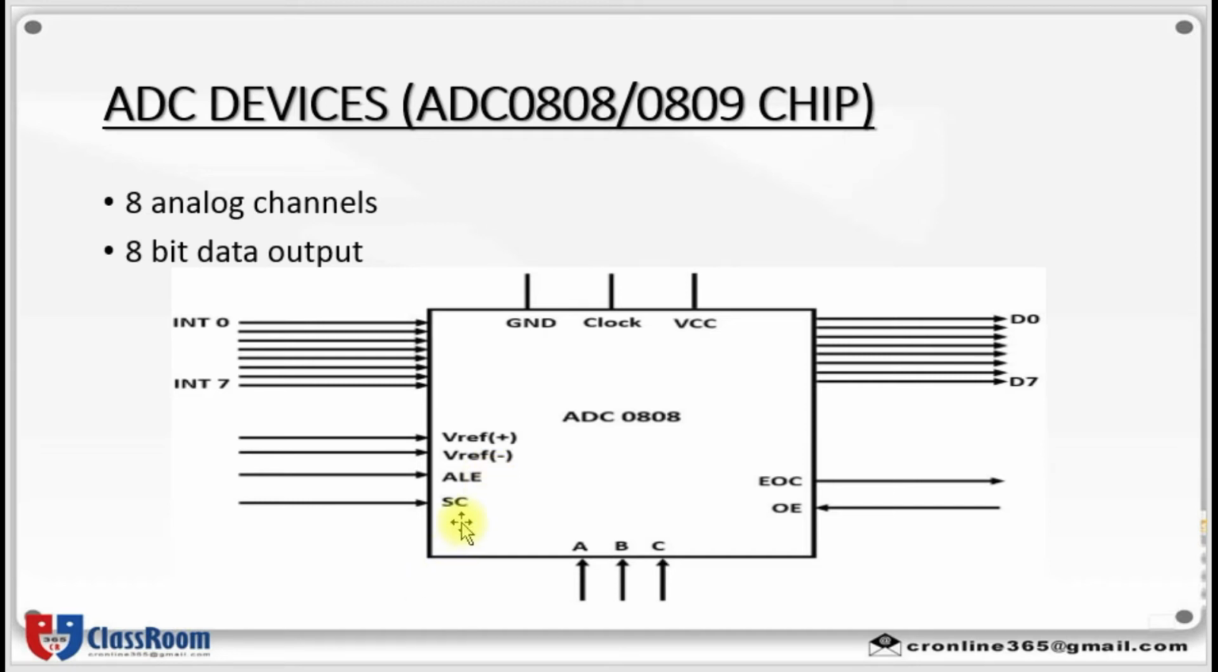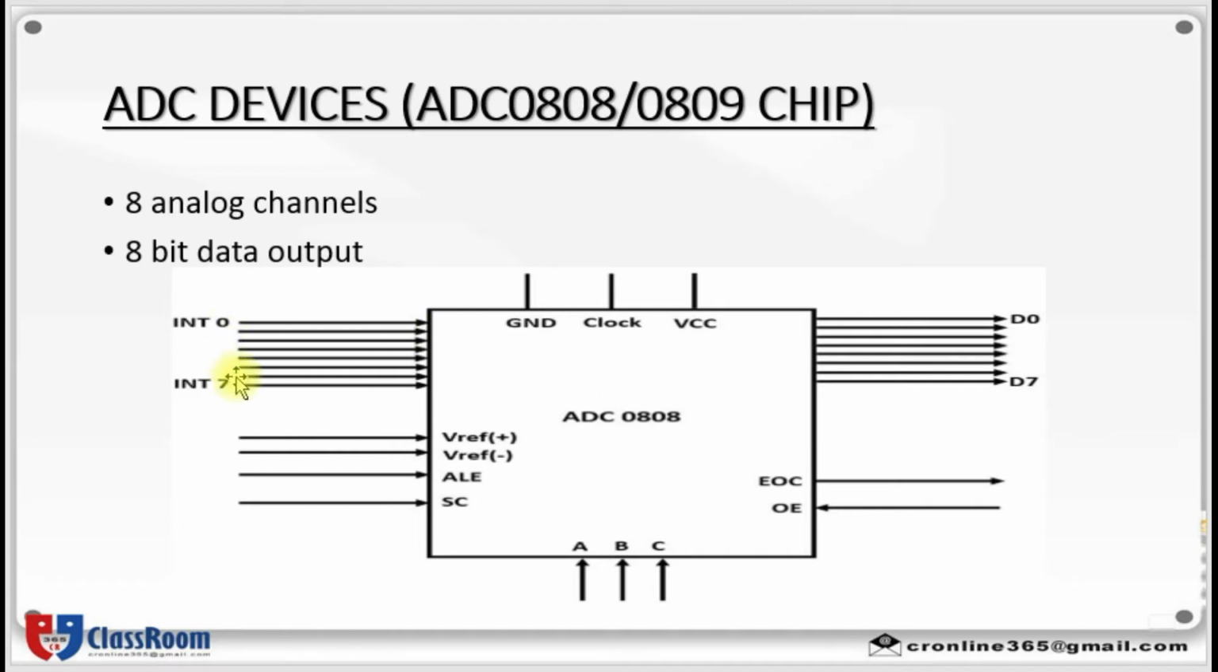Then SC means start of conversion. This SC is the same as the write WR pin of other ADC chips. Then EOC means end of conversion. End of conversion is the same as the INTR pin of other ADC chips. OE means output enable, which is the same as the read pin. Then here you can see ABC. ABC are the 3 address pins.